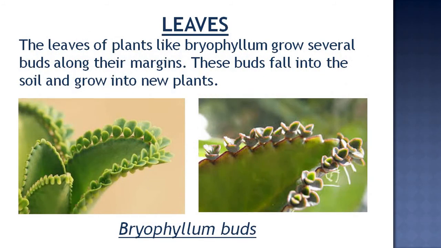Now the next method of reproduction is reproduction by leaves. There is one plant in which this happens, the plant is bryophyllum. The leaf of that plant grows small buds along the margin of the leaf. Just see in the first picture and second picture. This is showing the leaf of bryophyllum, and its margin has small buds. And you know children, when these buds fall off into the soil, they will grow into new plants. Isn't it a good method? So this is the reproduction by leaves. It occurs only in bryophyllum.